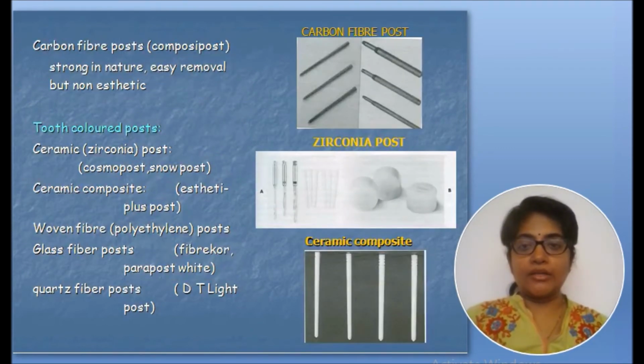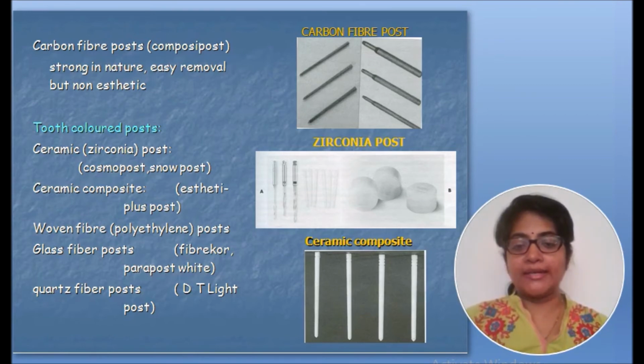There is another category of carbon fiber post, also called composite post. They are strong in nature, easy to remove but non-aesthetic as they are black in color. There are other aesthetic posts which are tooth colored. They are ceramic or zirconia posts, brand names Cosmopost, Snowpost, ceramic composite mixture, that is Aesthetic Plus post, woven fiber polyethylene posts, glass fiber posts which are very popular, fiber core, Parapost White and quartz fiber post, and DT Light posts. So these are the tooth colored posts.